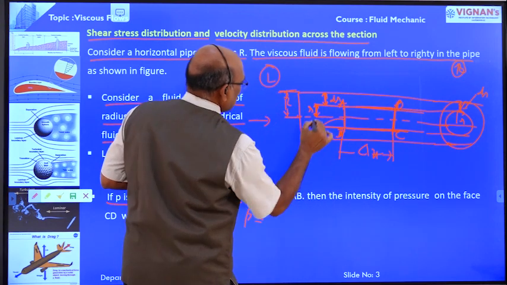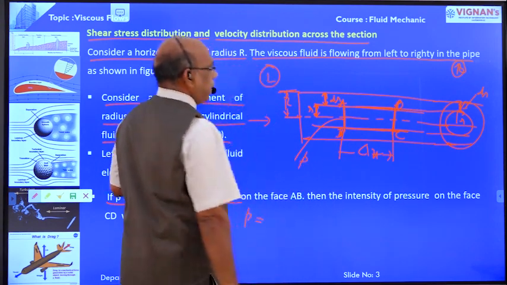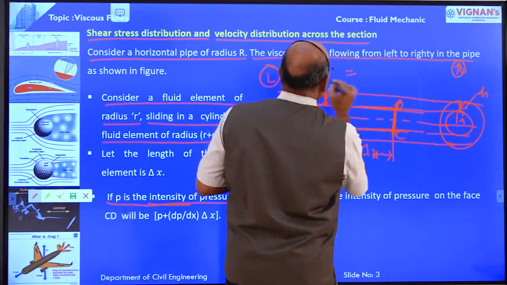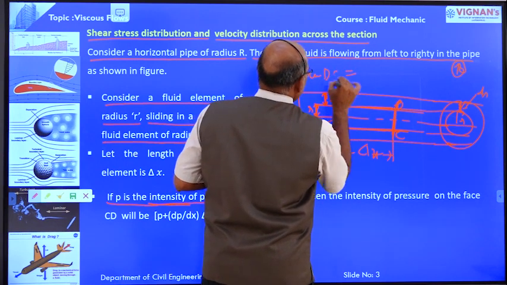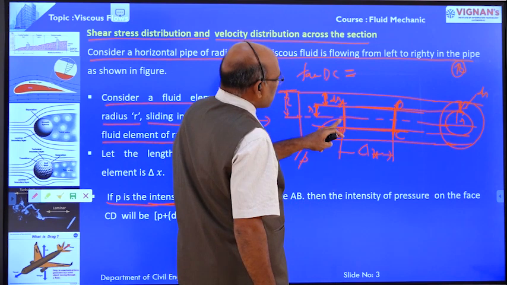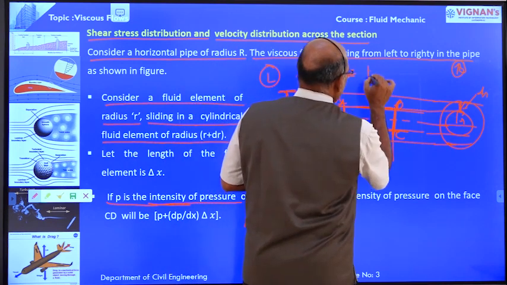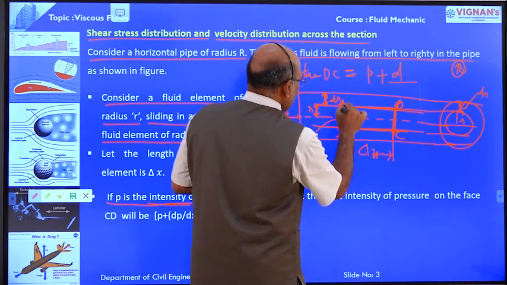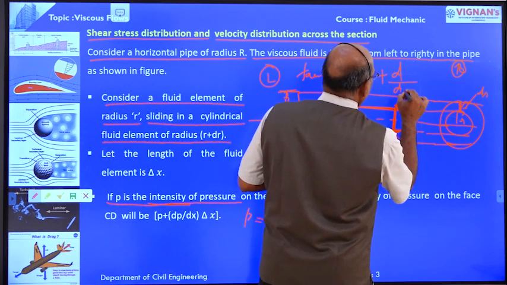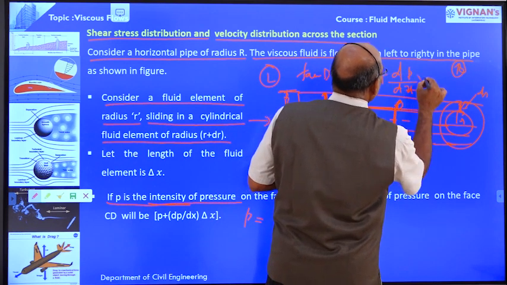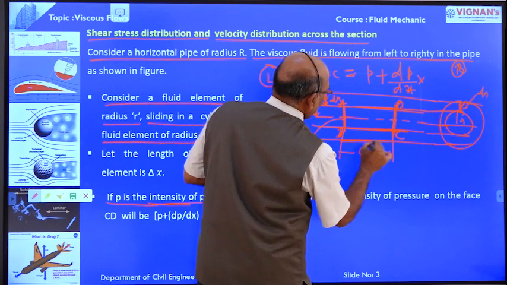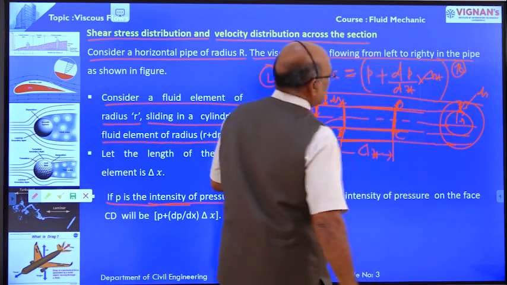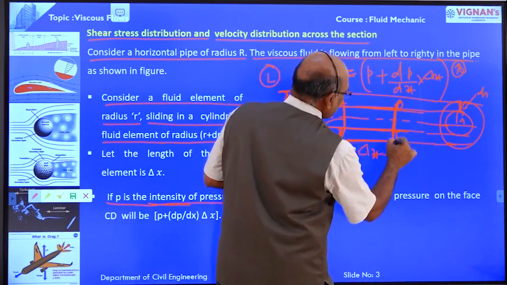The intensity of pressure over the phase A, B is equal to small p. The intensity of pressure over the phase DC is equal to the intensity of pressure at phase AB, plus the differentiation of intensity of pressure over the phase AB in the direction of x, into the length of the element, delta x. This is the pressure over the phase DC.